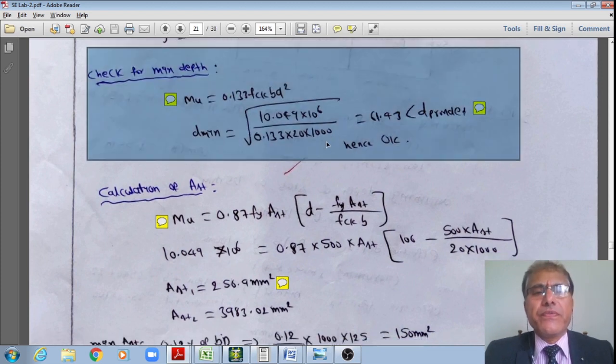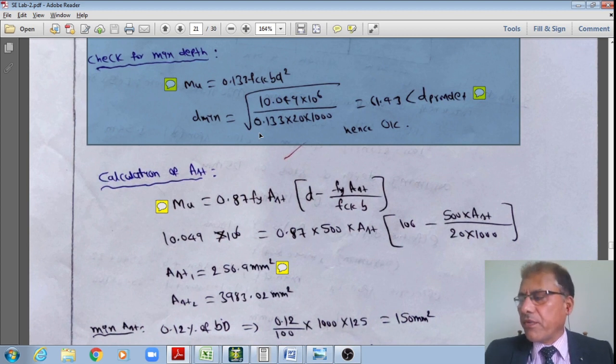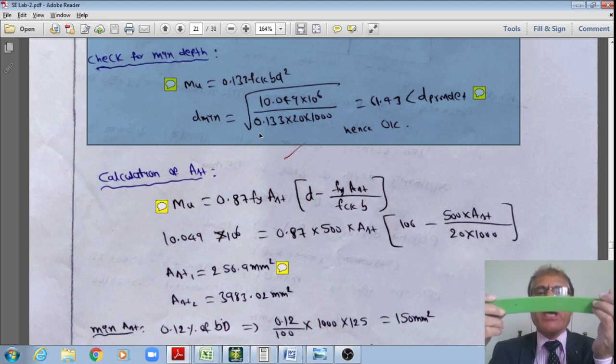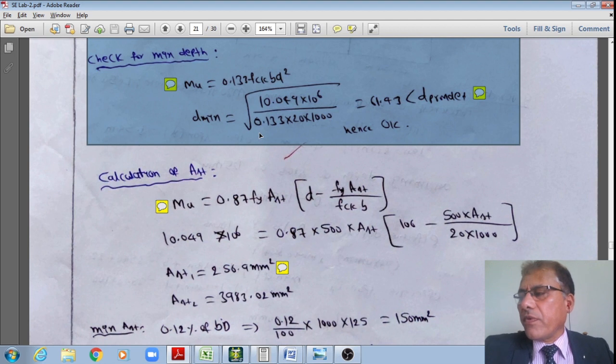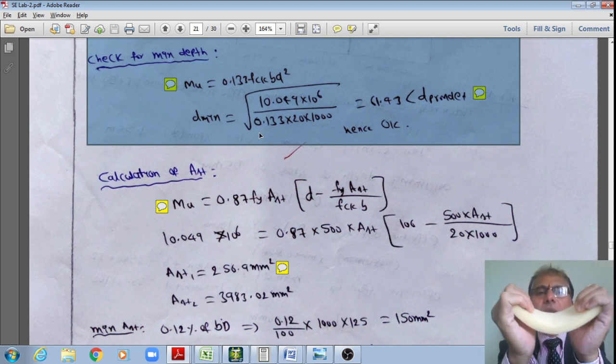Once I get these bending moments, student, I'll go for checking the depth. Therefore, from the flexure point of view, whether the depth provided is okay or not for this slab, is it okay or not?